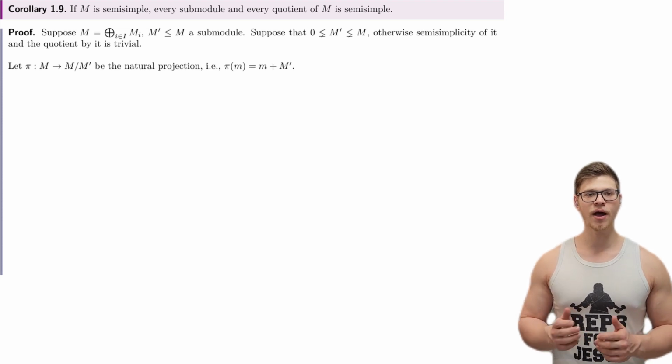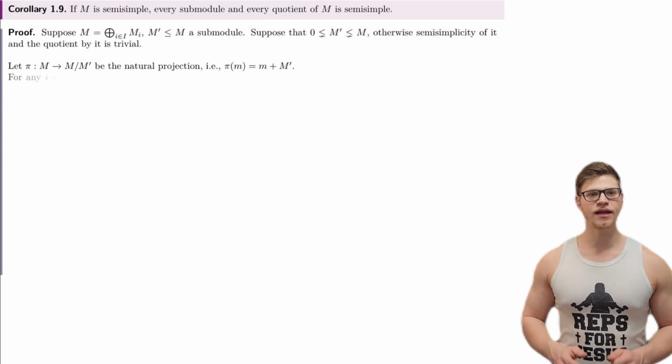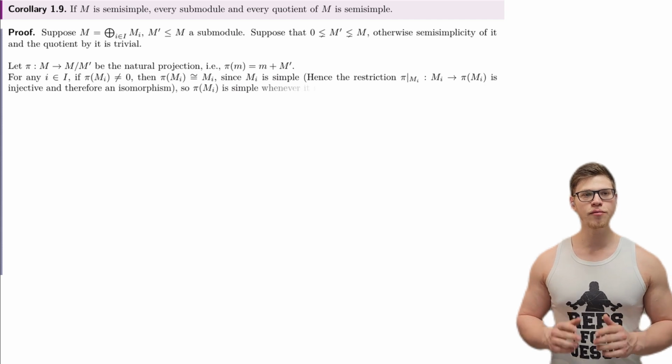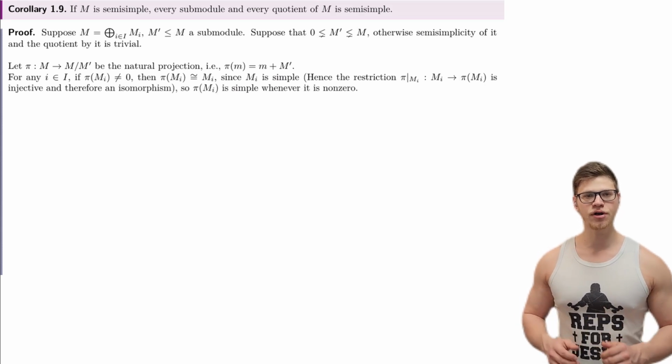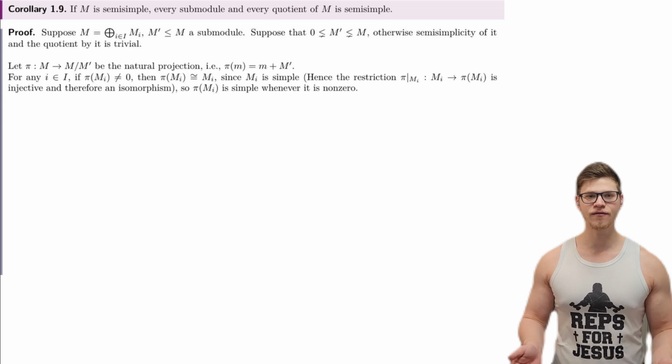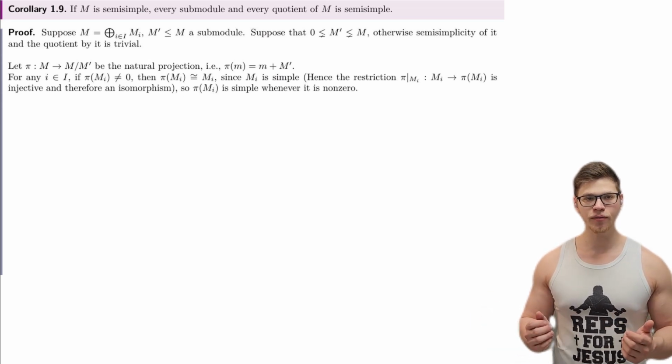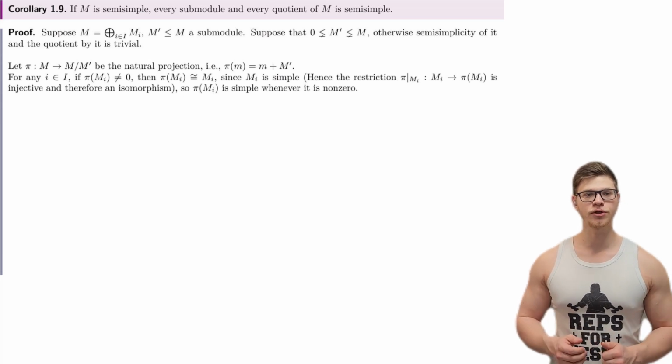Consider the quotient map pi going from M to M mod M'. For every index i in capital I, if the image of m_i under pi is non-zero, then it is isomorphic to m_i, since the restriction of pi to m_i will always be injective, as the kernel is a submodule of m_i and m_i is simple, hence it will be an isomorphism onto its image.